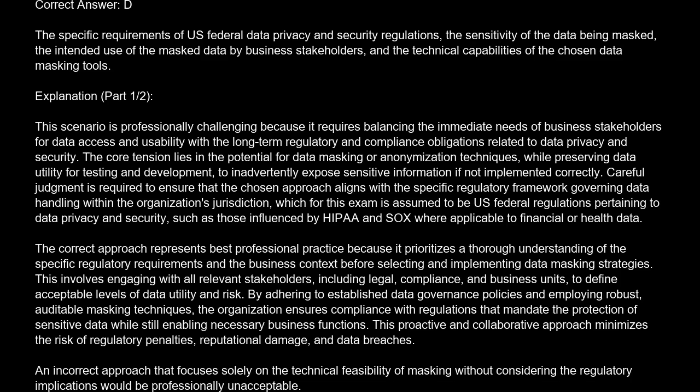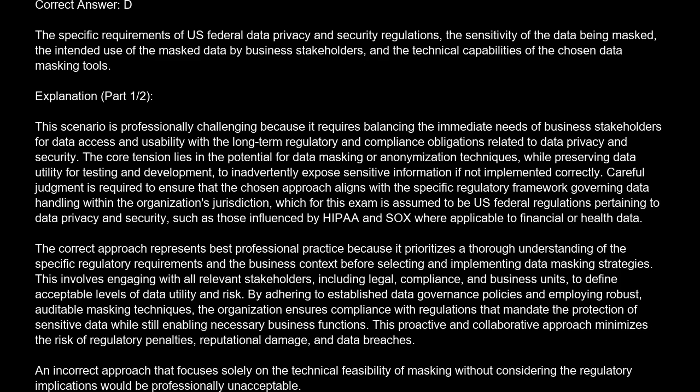Correct answer is D. The specific requirements of U.S. federal data privacy and security regulations, the sensitivity of the data being masked, the intended use of the masked data by business stakeholders, and the technical capabilities of the chosen data masking tools.